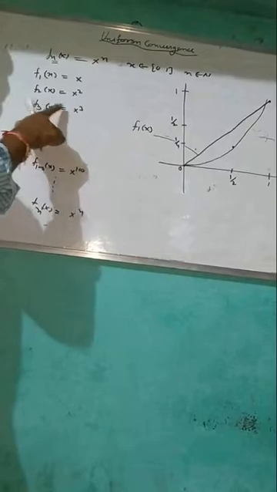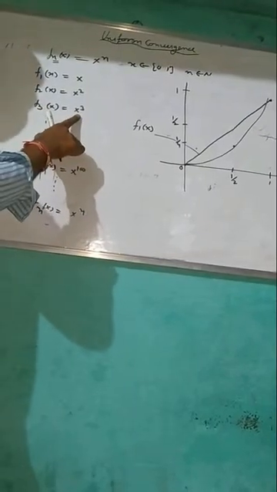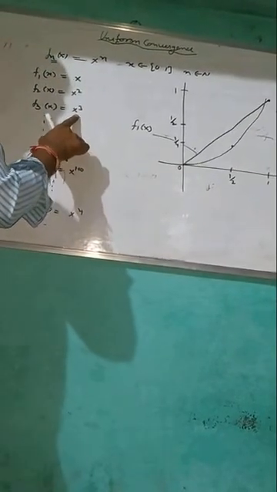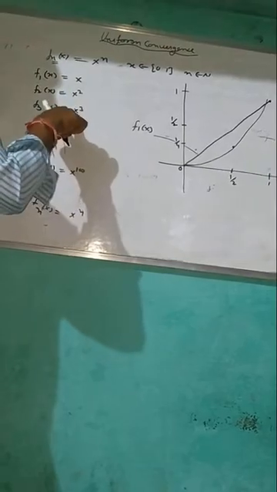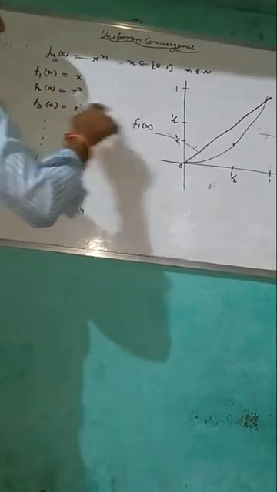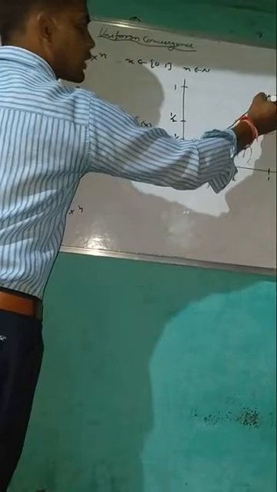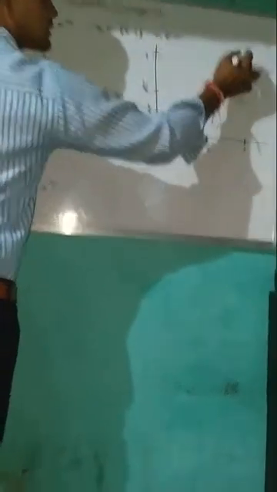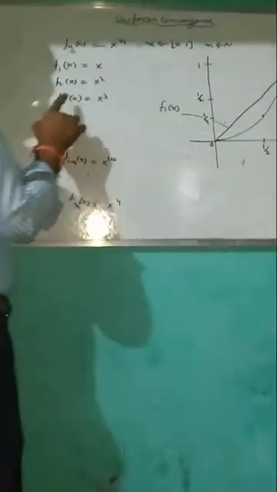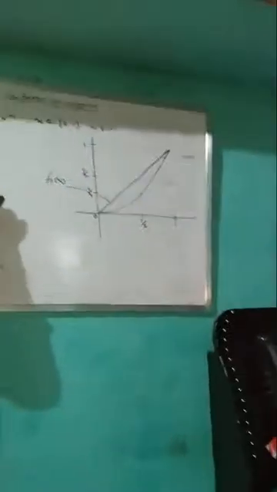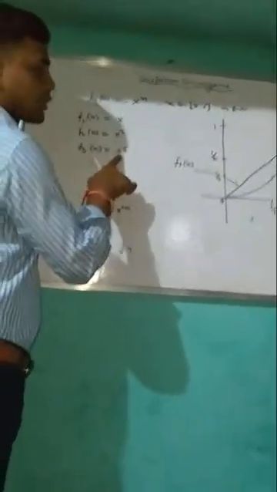Similarly, f3(x) equals x cubed. Okay, when you put x equal to 0, then this is 0. When you put x equal to 1, then this is 1. It means the initial and the terminal point of this function is the same as the above two functions. But when you put x equal to 1 upon 2, then it is 1 upon 8.